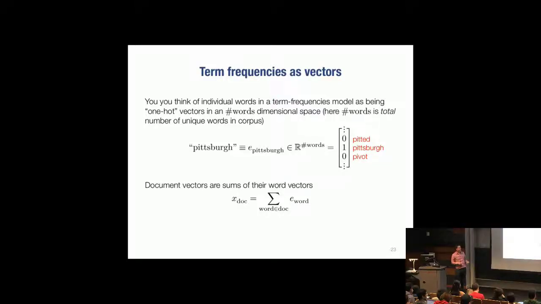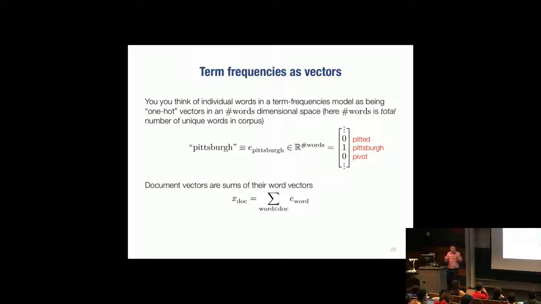So, if you have a corpus with the words pitted, Pittsburgh, and pivot all together, then that word is Pittsburgh. It's not pitted and it's not pivot. And then, hopefully, because it's kind of obvious, if I now want to compute the term frequency vector for a document, I just sum up the word vectors for all the different words. Okay, so that's just notational. I really hope that point's not confusing. It's just a different way of writing what I already did.